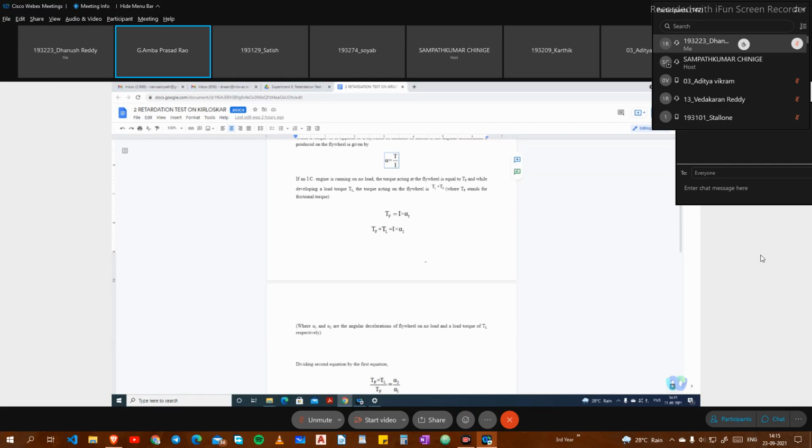Of course, our mechanical stopwatch was not that sensitive to note down the value, but our mobile phones are very helpful today. With the help of mobile phones, we could note down the time taken for the fall in speed from 1500 to 1400, and so on up to 1000. Likewise, when no load is applied, we noted down the time for each fall of 100 RPM. So this is one set. Another set is, let us say, when we applied a first load.